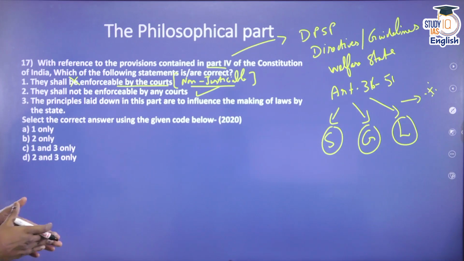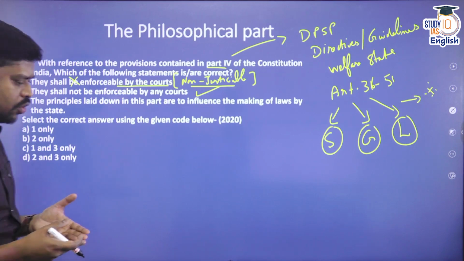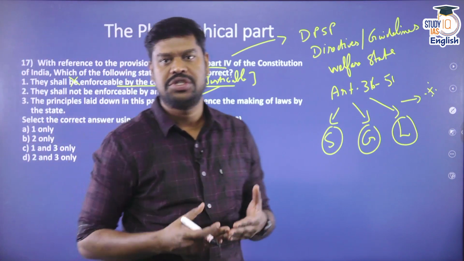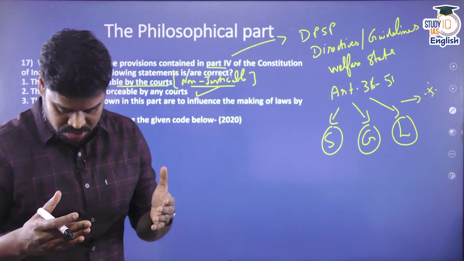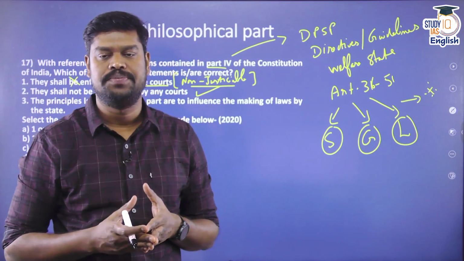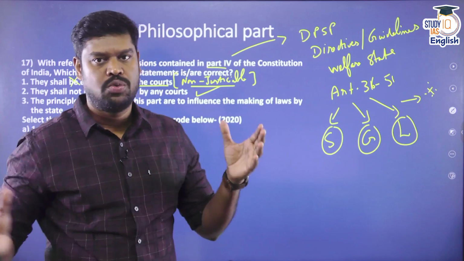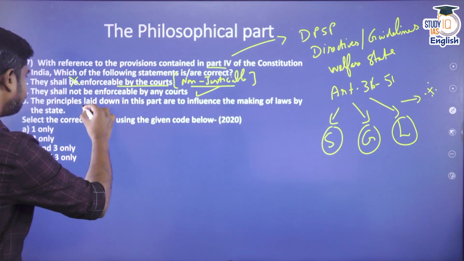The principles laid down in this part are to influence the making of laws by the state. So this is also very true. It is an obligation, and when I say obligation, I mean moral obligation. You see a number of laws in this country, they are all to give effect to various directive principles of state policy. Each and every law can, one way or the other, be related to the directives. So this is very much true.